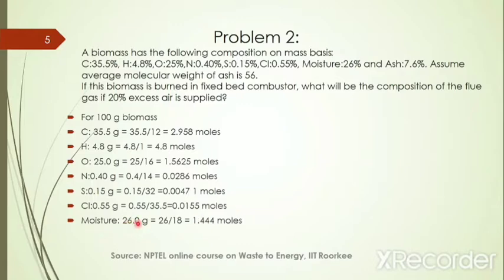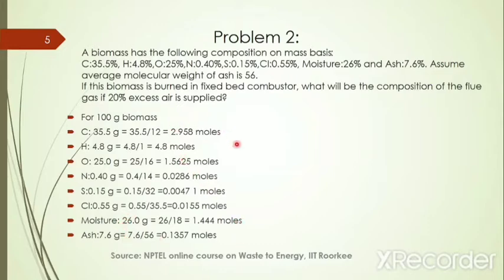And moisture is 26 grams. Moisture means it will be water, H2O. So our water molecular mass is 18. So 26 by 18, 1.44 moles. And finally we have ash, 7.6 gram, and its molecular weight is 56. So 7.6 divided by 56, it is 0.1357 moles. So these are all the moles. Already we have calculated the moles of different elements in biomass: carbon, hydrogen, oxygen, nitrogen, sulfur, chlorine, moisture and ash.